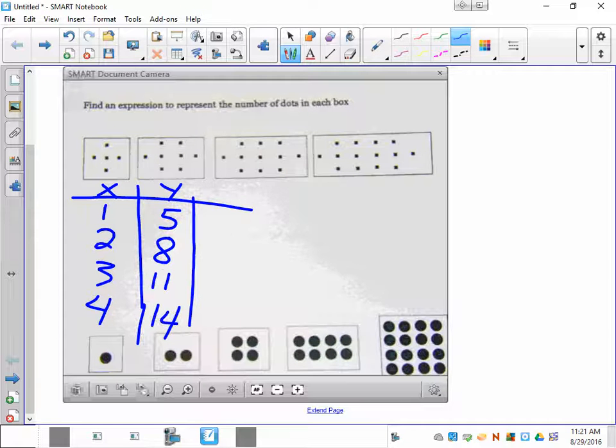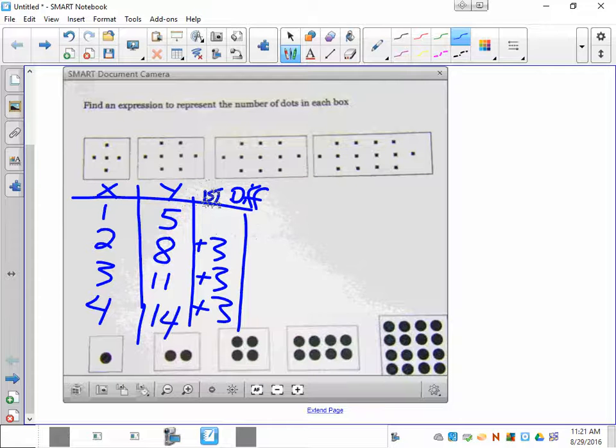If I create another column over here, what do I call that column? First, the difference. So this is the first difference. And the differences are calculated by taking any value and subtracting the value above it. And essentially, we have a whole bunch of plus 3s. Now, if the first differences are all the same, what type of function are we looking at? A linear function.